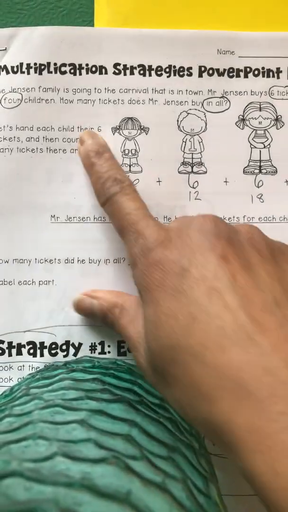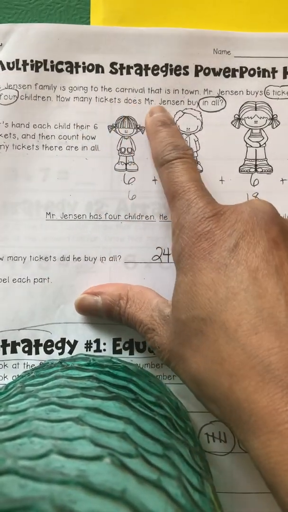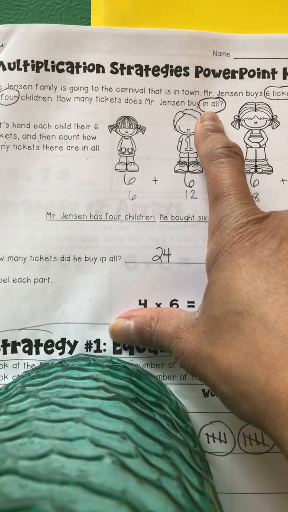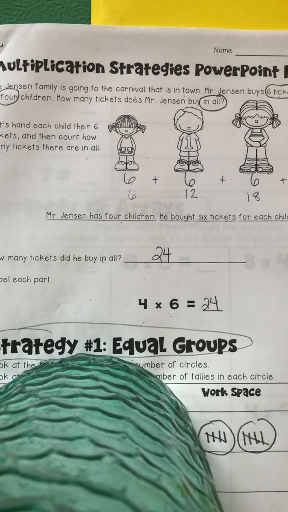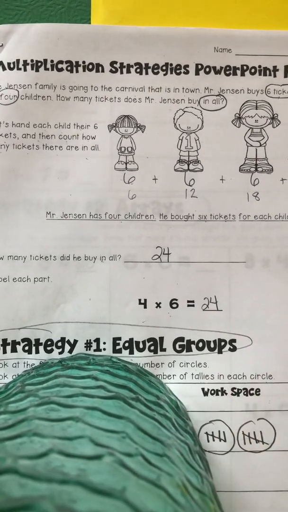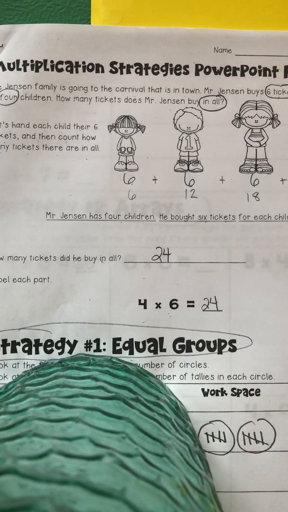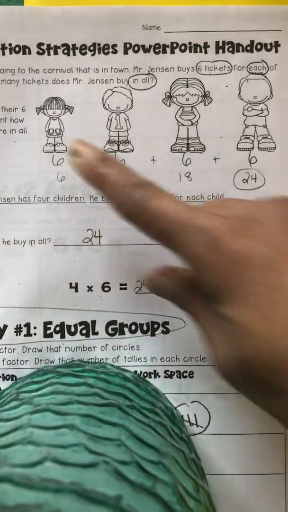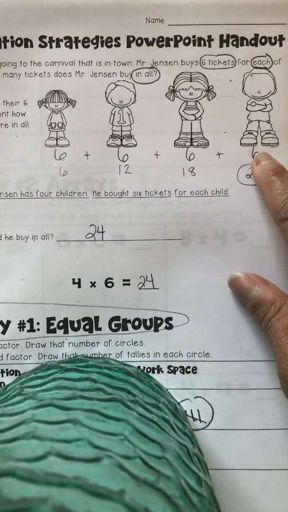Then it goes on to say, how many tickets does Mr. Jensen buy in all? Please circle the word in all. Now again, if you need to pause the video because you didn't find it yet, make sure you find it because everybody has this in their yellow or green folder. Now, after you find it, I'm talking about the children going to the carnival with their father. There are 4 children and they each got 6 tickets. So please put a 6 underneath each child.